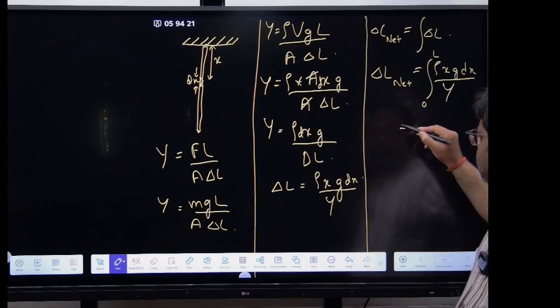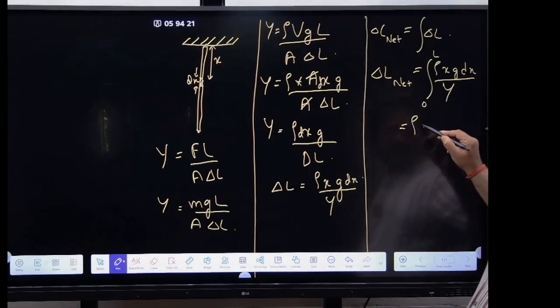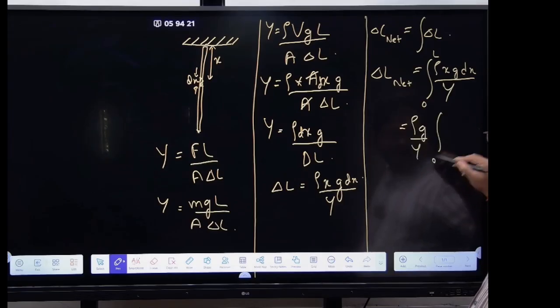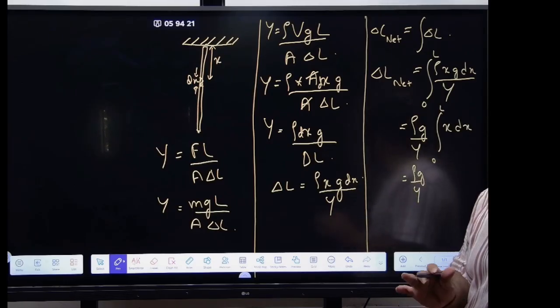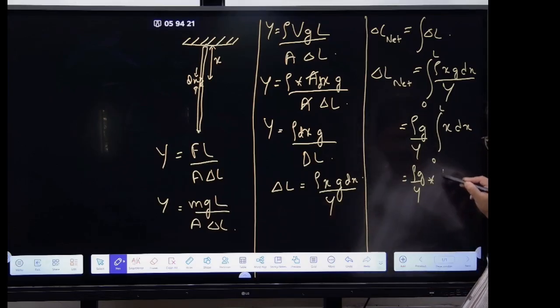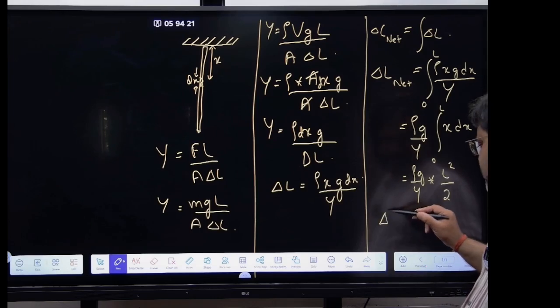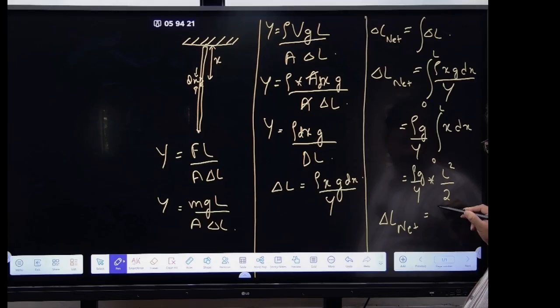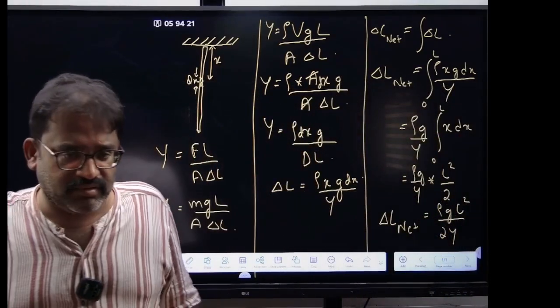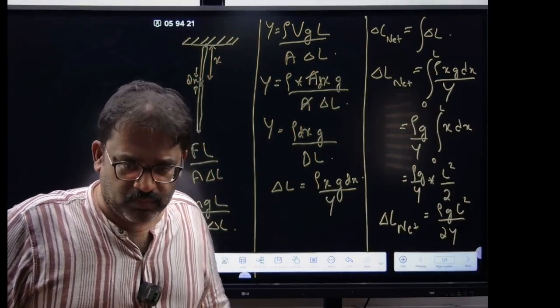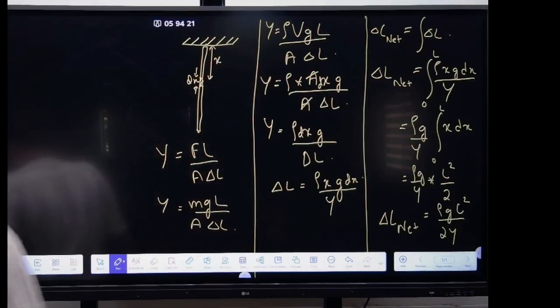So that is equal to what now, children? Rho will remain as it is. We can take it outside. G will remain as it is. It is taken outside. Integration of 0 to L x dx. What is integration of x dx? X square by 2, right? And if we apply the limits, it will be L square by 2. That means delta L net is equal to, children, rho g L square divided by 2y. So the right option is option 2.